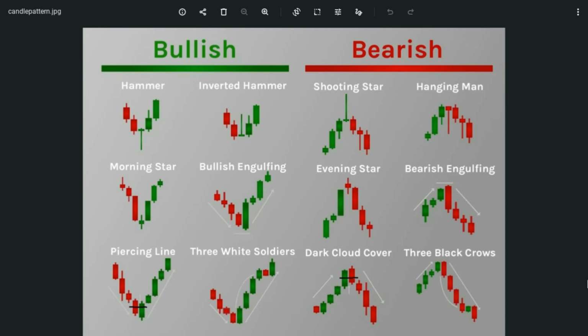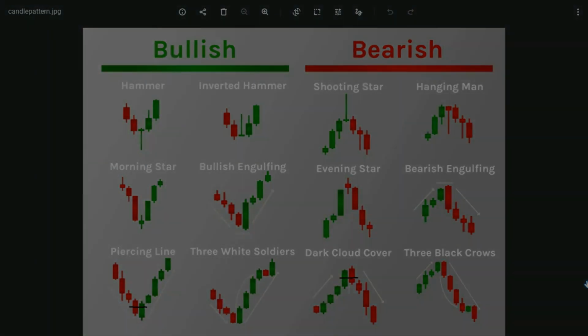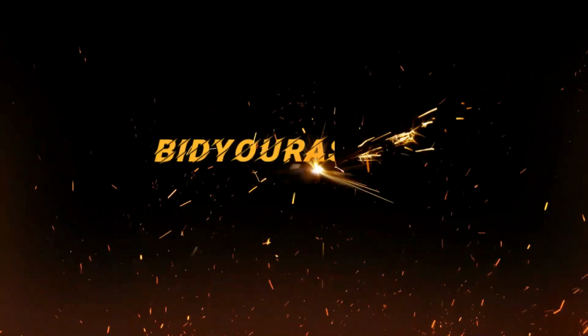Also note that you can use these candlestick patterns in any time frame. Well, that's the end of the course, and I'm almost 100% sure that all the information and tools I've given you will make you a way better trader.